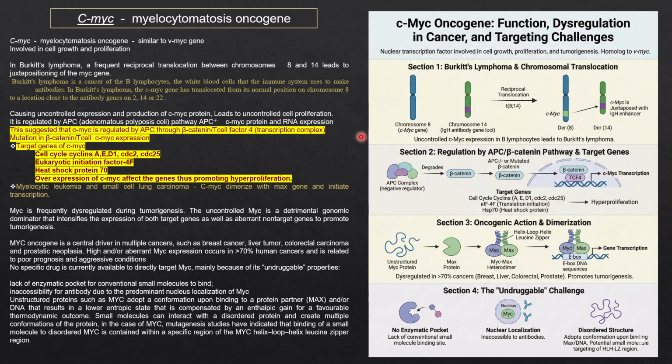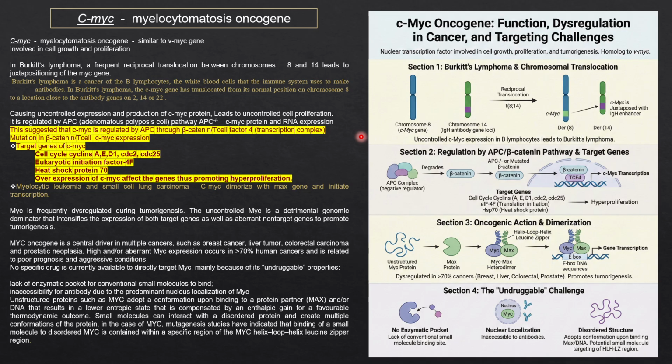This slide explains the CMYC oncogene and its function, the mechanism of its dysregulation in cancer, and the challenges associated with targeting it therapeutically. The first section focuses on Burkitt's lymphoma and the chromosomal translocation. Normally, the CMYC gene is located on chromosome 8, and in Burkitt's lymphoma, a reciprocal translocation occurs between chromosome 8 and chromosome 14.